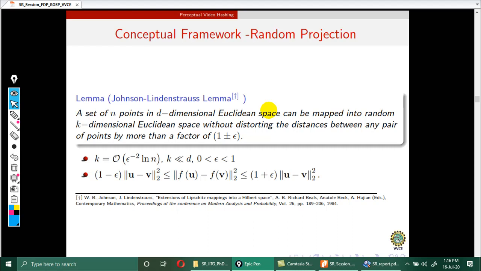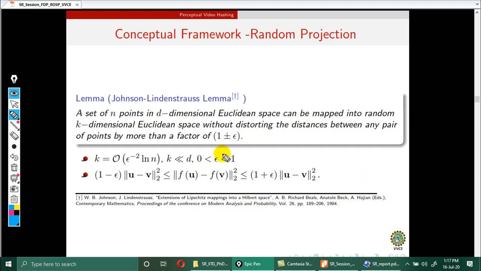Okay, first let me introduce you to the random projection technique. Before going to it, I want to tell you about the lemma, the Johnson-Lindenstrauss lemma. What is that lemma? Let me state it as it is: a set of n points in d-dimensional Euclidean space can be mapped into a random k-dimensional Euclidean space without distorting the distances between any pair of points by more than a factor of 1 plus or minus epsilon.